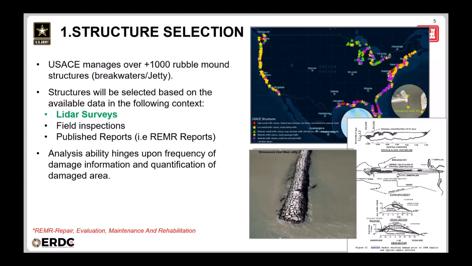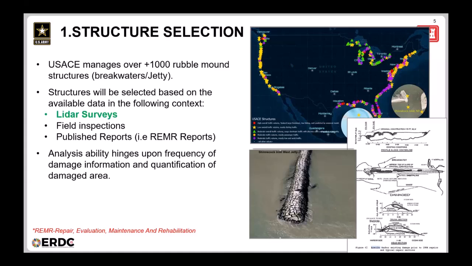LiDARs are good enough in spatial resolution that they are a viable option to do these types of hindcasting analysis. But I am aware, or the team is aware, that there are also other maintenance records out there, like field inspections or even published reports like the repair evaluation, maintenance and rehabilitation reports. There's an example image on the lower right corner of the slide of the type of information that you can get from these REMA reports.